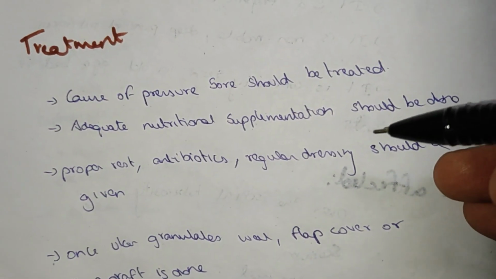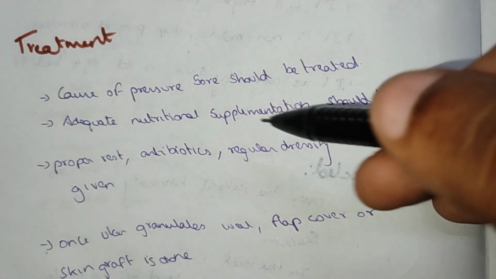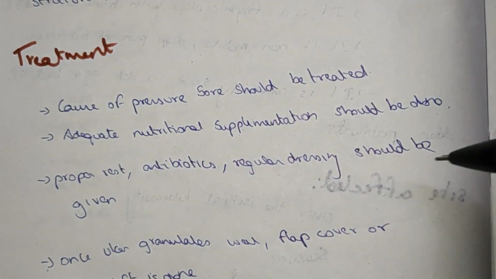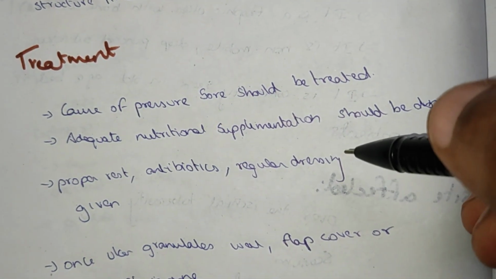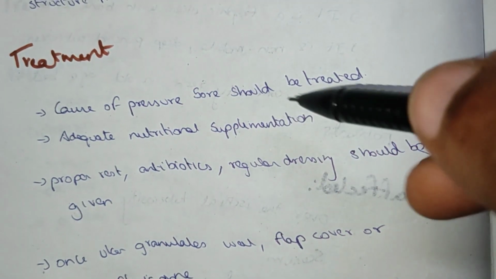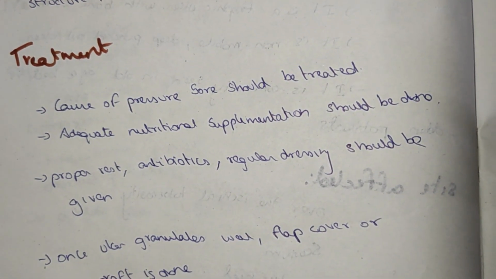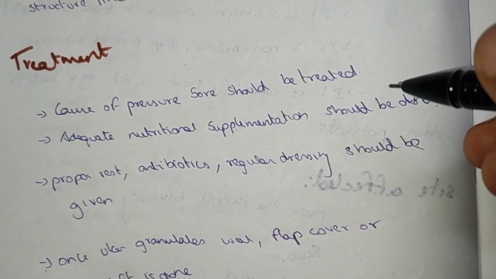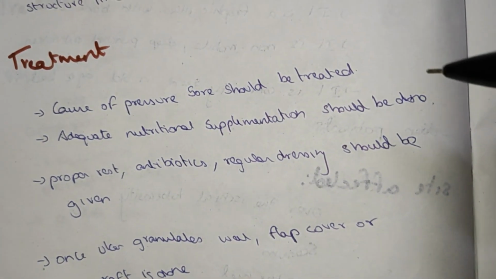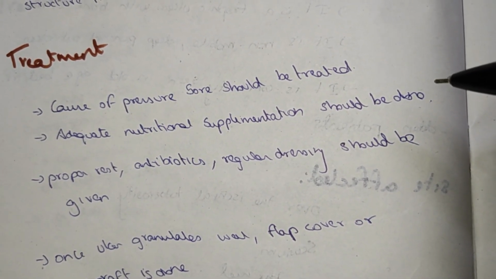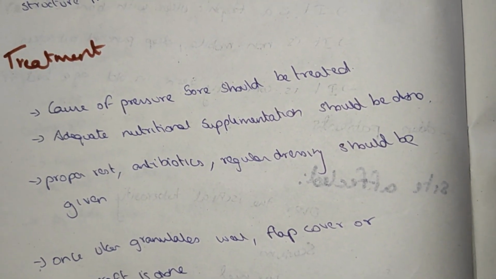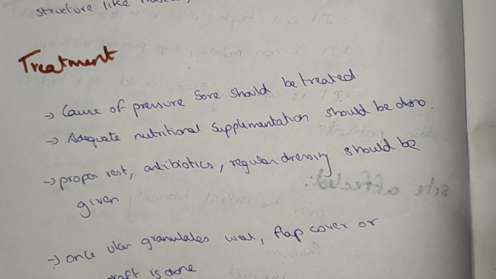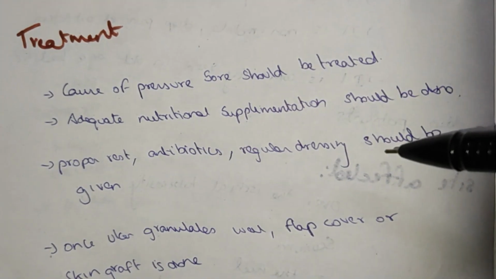Now the treatment. The cause of the pressure sores should be treated, adequate nutrition supplement should be given, and proper rest, antibiotics and regular dressing should be given. First, the cause of the pressure sores should be treated. After that, nutritional supplement should be given. As I have said, nutritional deficiency worsens the necrosis, and the necrosis will be more severe in those cases. So nutrition supplement should be given, along with proper rest, antibiotics and regular dressing.